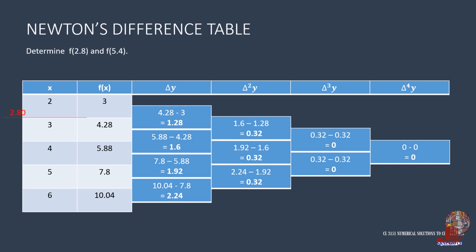We are to determine f of 2.8, which is somehow at the first half of the set. The next is f of 5.4, which can be situated at the rear end of the dataset. In order to identify the method to be used, mark the mid-value of the set, that is 5.88. Now it is clear that 2.8 is before the mid-value, so we are to use forward interpolation, and this would mean that coefficients to be used later are from the leading forward differences.